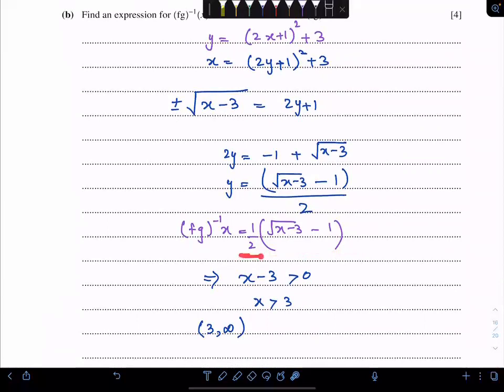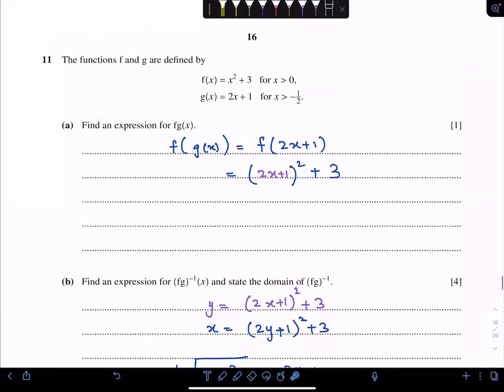He said find the domain of this function now. Domain of this function means that if we take different values of x, then there should be no negative number inside the square root. Got it? Yes, sir. It should be greater than 3, greater than 0. Yes? Okay. So x becomes greater than 3. So this is our domain. Right? Okay, sir.